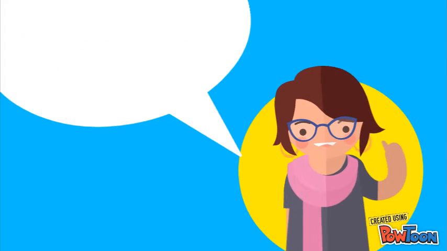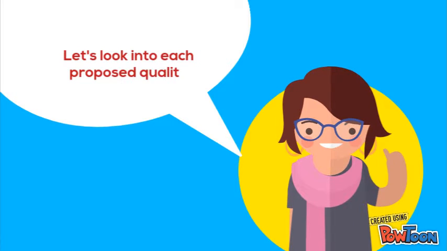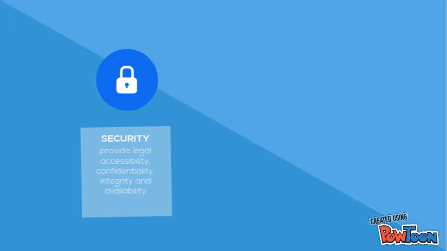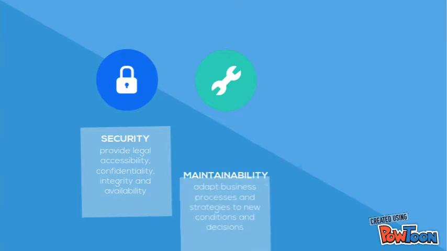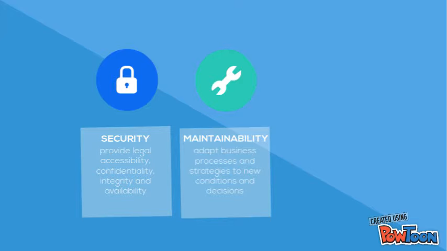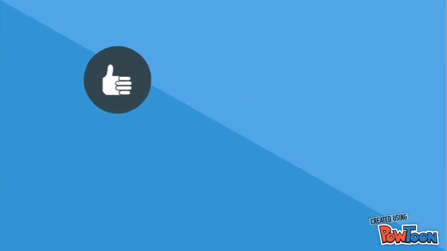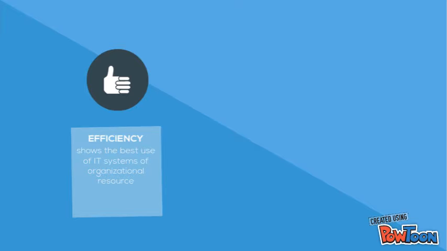And now, let's look into each proposed quality characteristic. First, security. It provides legal accessibility, confidentiality, integrity, and availability. Maintainability adapts business processes and strategy to new conditions and decisions, which means it needs to be flexible. Alignment illustrates coverage rate and provides goal requirement and function by means of application. Fourth is efficiency. It should show the best use of IT system.